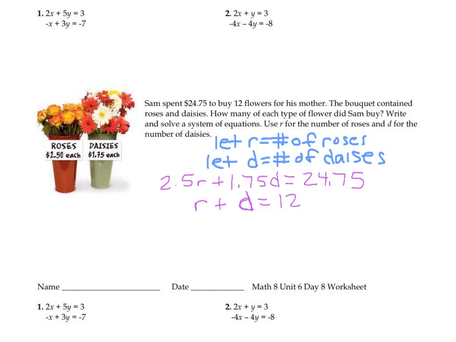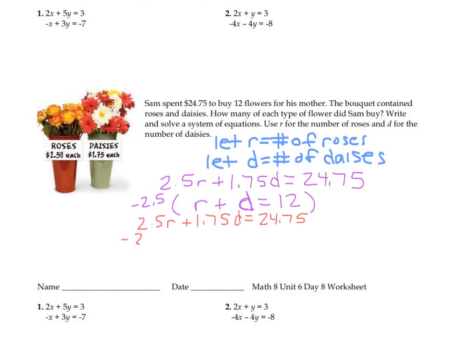So now that we have our two linear equations, we want to solve the system. So to do that, we can just use the elimination method. So what we can do is multiply the second equation by a negative 2.5 so that we can cancel with the top equation. So I'm just going to rewrite that top equation so that we can cancel easier. And then we can multiply through by a negative 2.5.